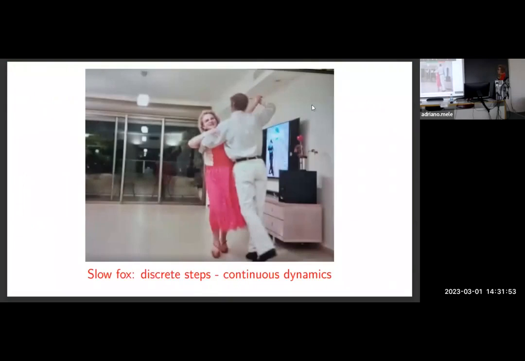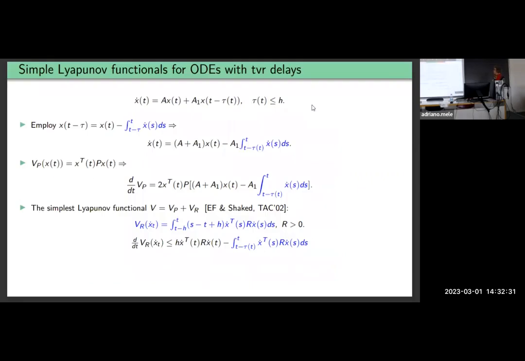And this is illustration by a slow foxtrot. For those who know slow foxtrot, of course, as in all dances, you have discrete time steps. But what is special for this dance is that you have to preserve as continuous as possible performance, not like in tango where you have staccato, something aggressive. Here it is very continuous. And this is the idea of the time delay approach, that you preserve continuous time dynamics, nothing is discrete.